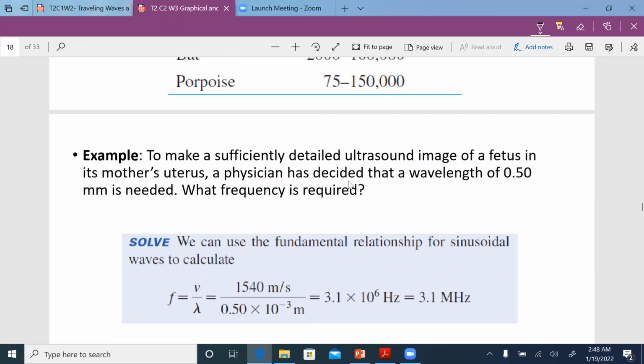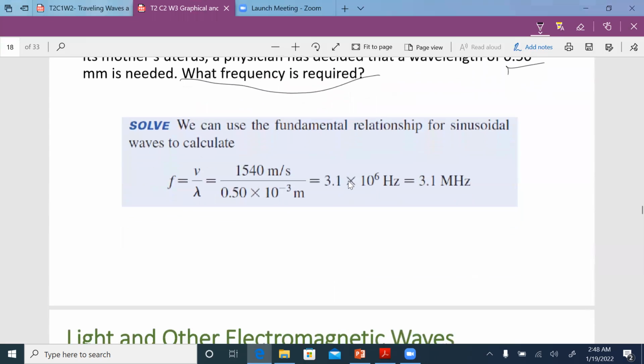To make a sufficiently detailed ultrasound image of a fetus in its mother's uterus, a physician has decided that a wavelength of 0.5 millimeters is needed. What is the required frequency? Once wavelength is given, the frequency can actually be determined. We first of all write the relationship here. We can keep rotating the equation and make any variable the subject of the formula at any time, depending on what is applicable. So we're asked to look for the frequency.